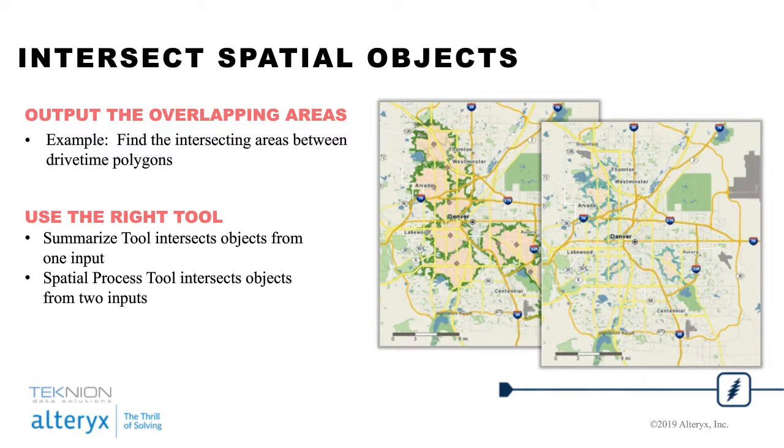What if you actually need to optimize that store layout and say, I need to actually relocate one of these stores. It is cannibalizing or overlapping that trade area greatly for this other store. You would use intersect to do that. Again, you can do it in summarize or spatial process. Summarize is for one input, and spatial process is for 2 inputs.